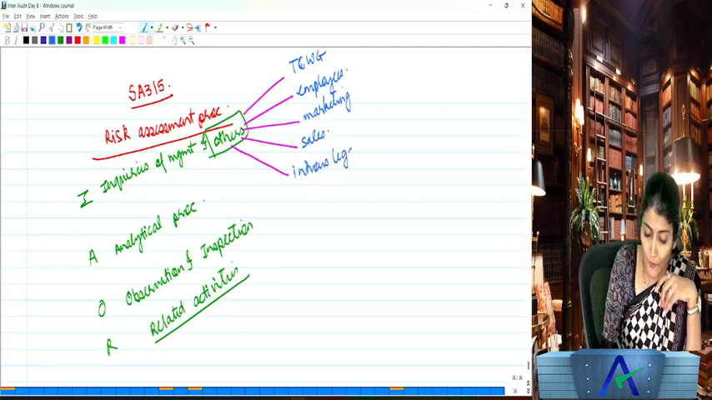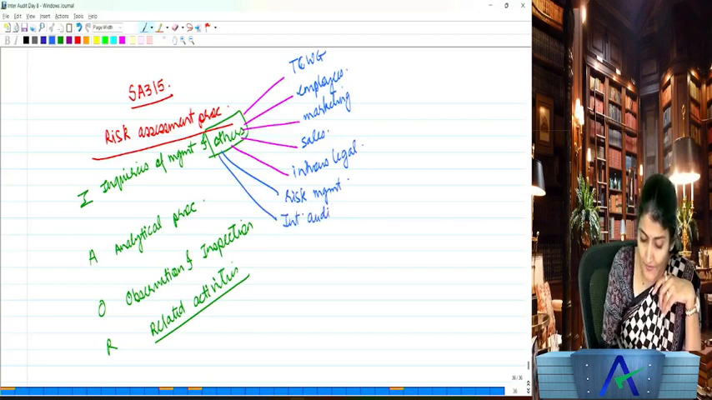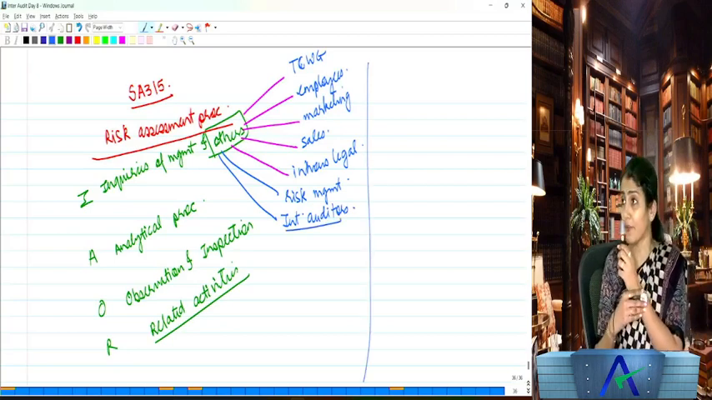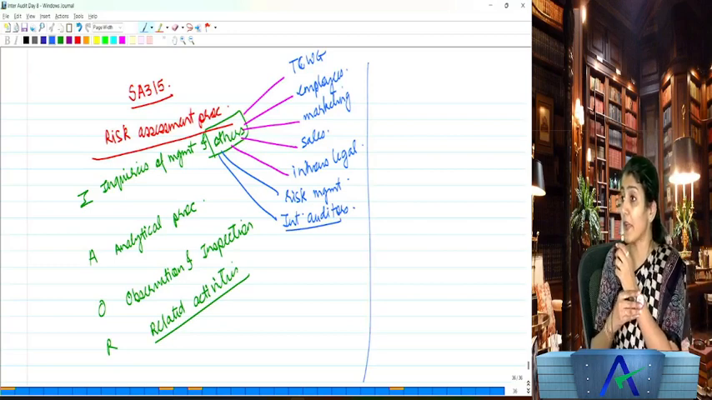Then he will also make inquiries of the risk management committee, right? The risk management function. Then he will also make inquiries of the internal auditors. Is it right? These are all those of whom he is doing the inquiry. He's going and meeting all of them. Why is he going and meeting all of them?